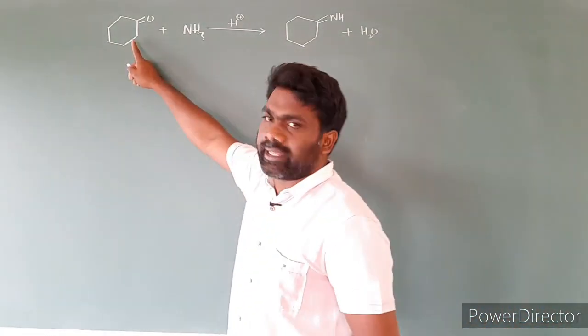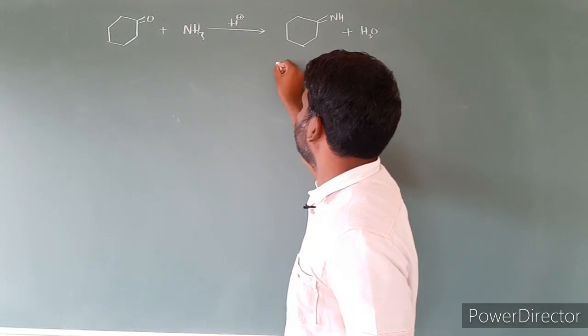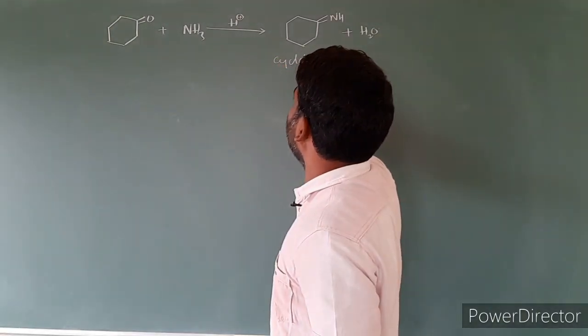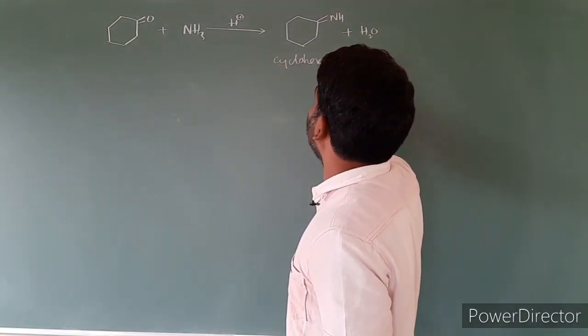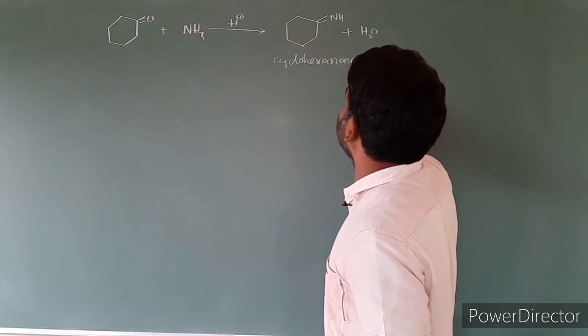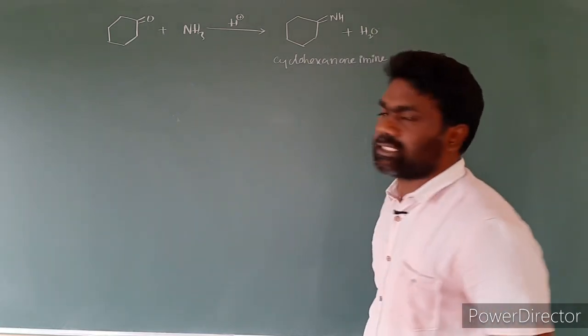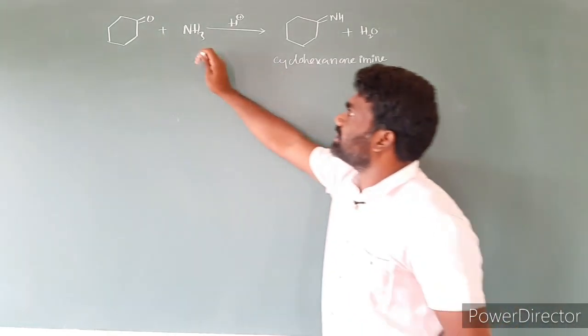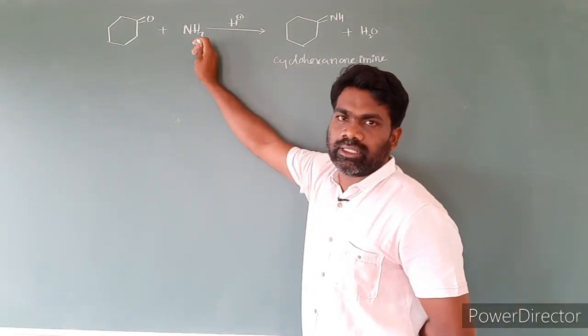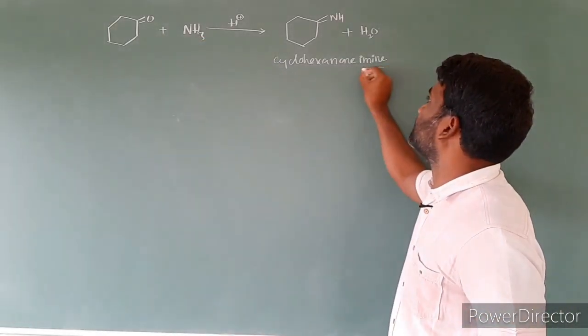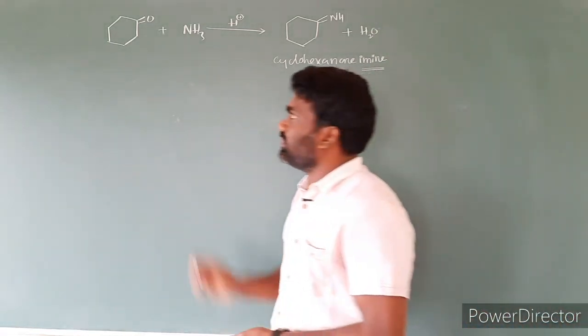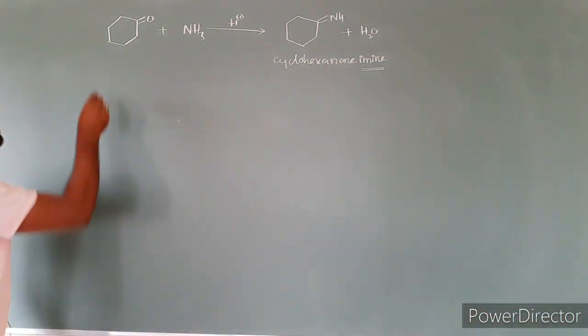This is cyclohexanone and the product name is cyclohexanone imine. So aldehydes and ketones react with ammonia. The product we get here is imines. The product is imines.